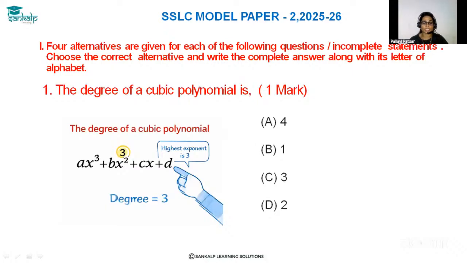The general form of a cubic polynomial is ax cube plus bx square plus cx plus d, where a is not equal to 0. If a is 0, then this polynomial becomes bx square plus cx plus d, so the highest power becomes 2, and it becomes a quadratic polynomial. So in the given options, the correct answer is 3. C is the correct answer.